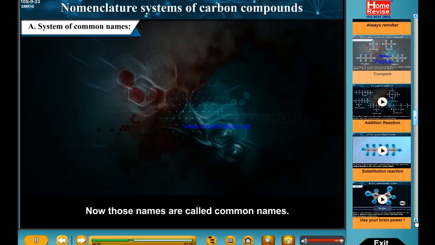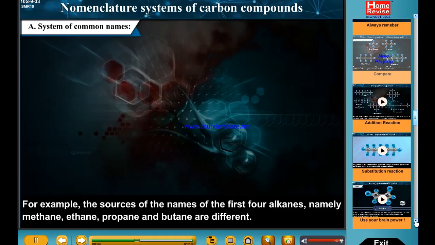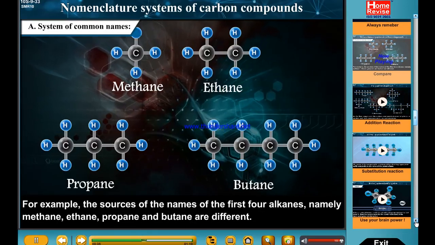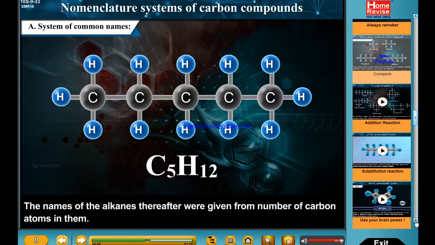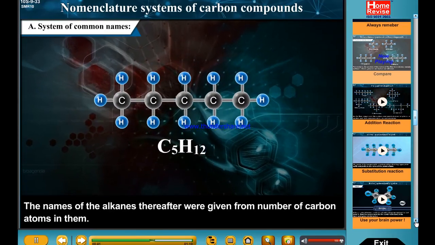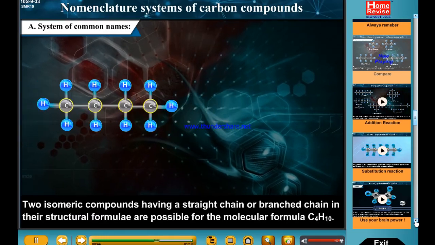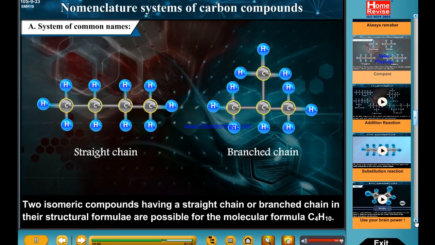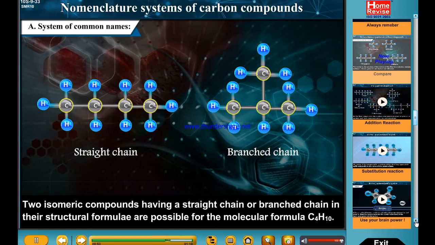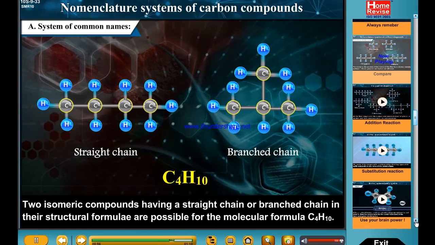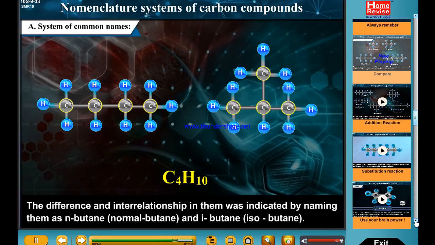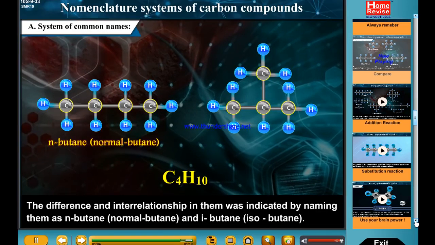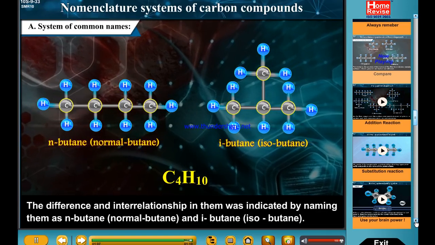For example, the sources of the names of the first 4 alkanes, namely methane, ethane, propane, and butane, are different. The names of the alkanes thereafter were given from the number of carbon atoms in them. Two isomeric compounds having a straight chain or branch chain in their structural formulae are possible for the molecular formula C4H10. The difference and interrelationship in them was indicated by naming them as n-butane, that is normal butane, and i-butane, that is isobutane.